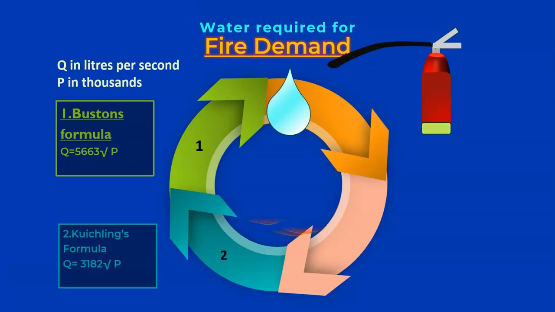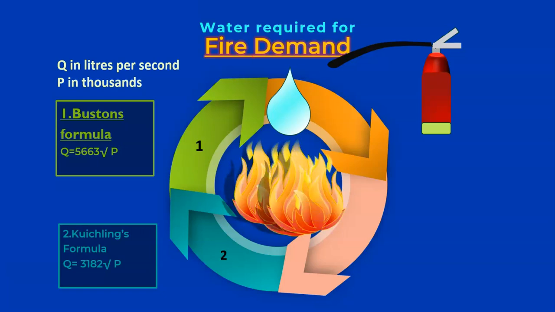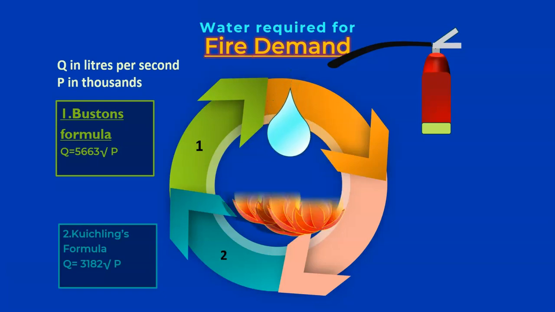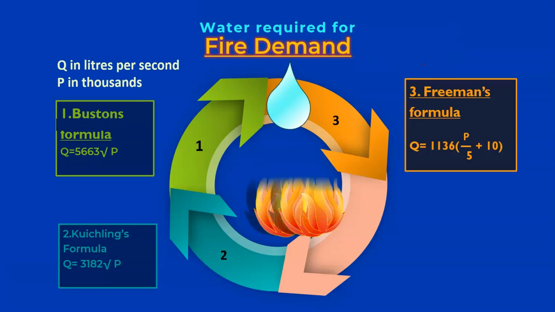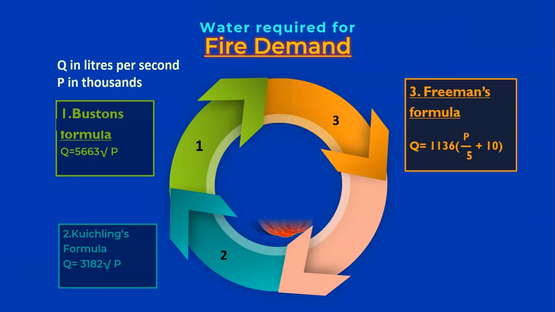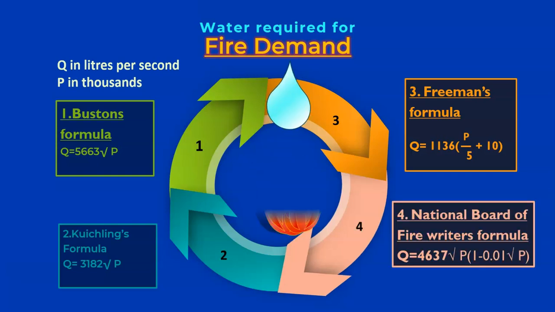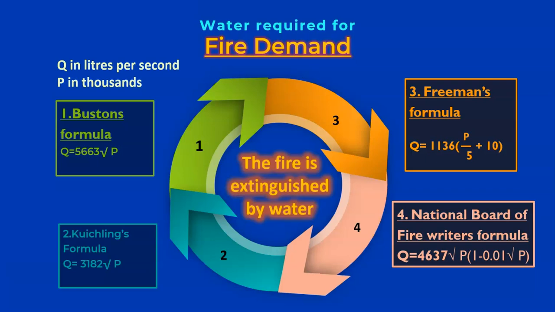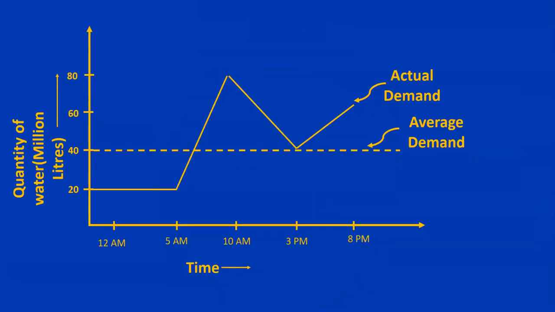The second formula will be Pichling's formula, where Q equals 3182 root P. The third formula is Freeman's formula, which is given as Q equals 1136 (P/5 + 10). And the fourth formula is the National Board of Fire Underwriters formula, where Q equals 4637 root P (1 minus 0.01 root P), and fire is extinguished by water. In all these four formulas, Q will be in liters per second and P will be in thousands.